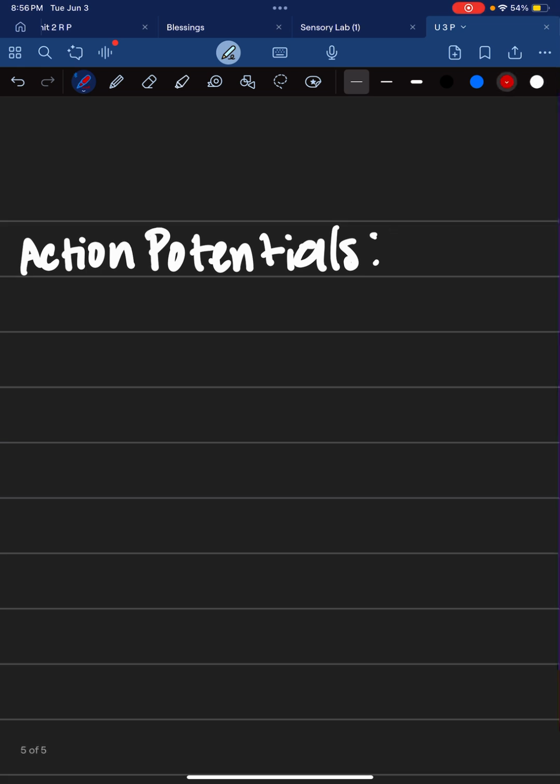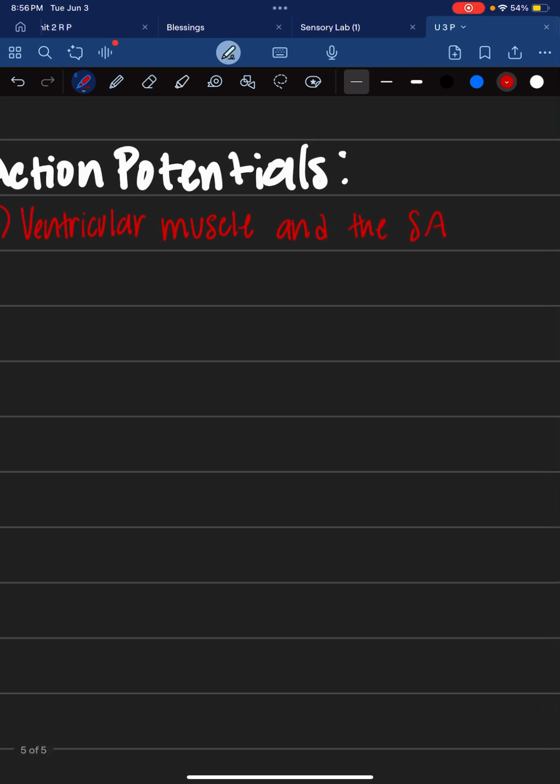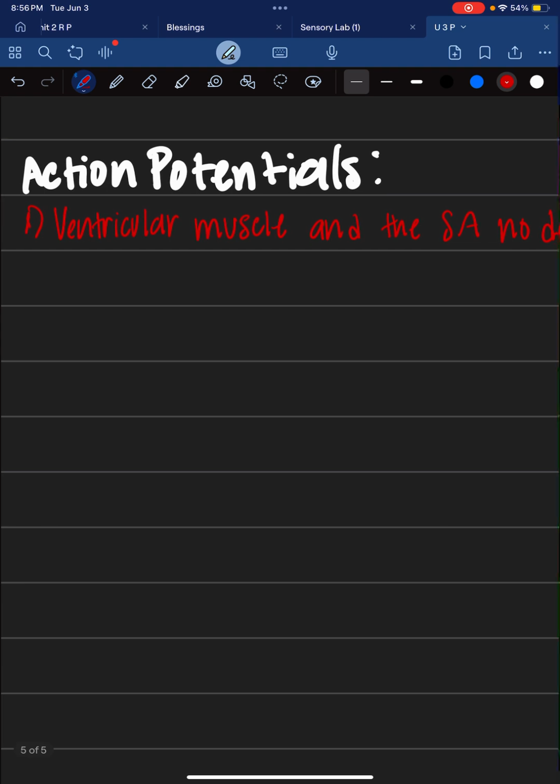So we have action potential in two places. First, we have the ventricular muscle and the SA node. In the ventricular muscle, the action potential has 5 phases.